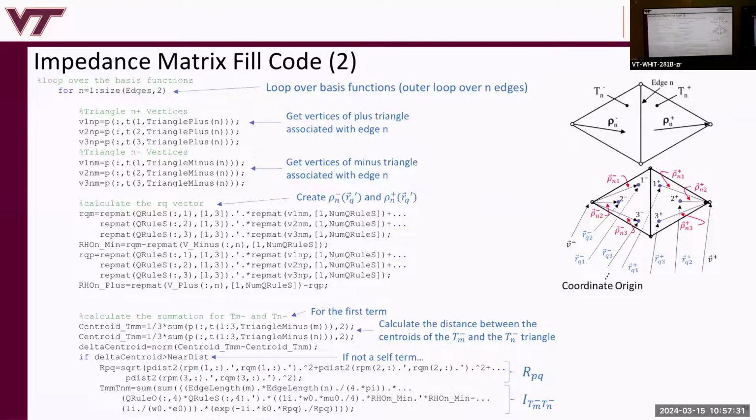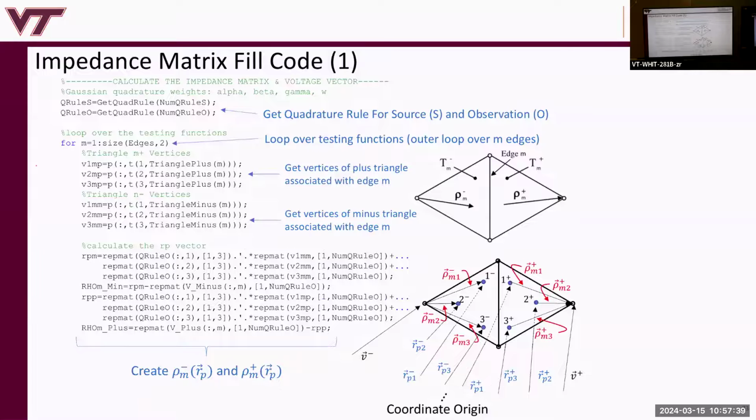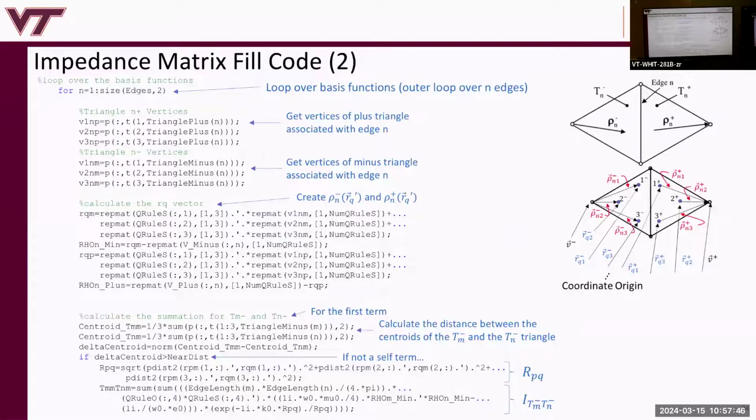Now we have to do the same thing. So this is continued code from the previous slide. In the previous slide, we looped over the testing functions over M, and then we continue here. Now in the inner for loop, we're going to loop over the basis functions, n's, and we're going to do the same thing. But now we call these Vn. So we have V1n and V2n and V3n.